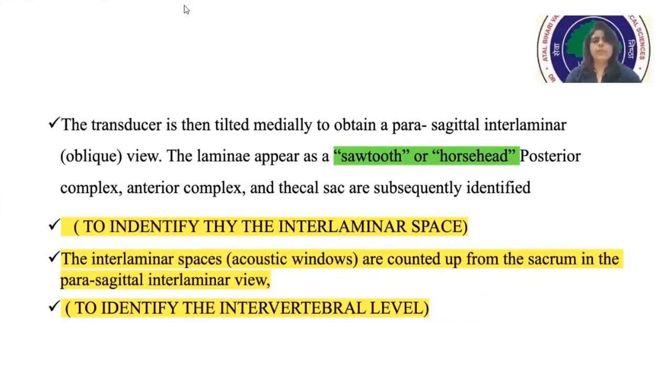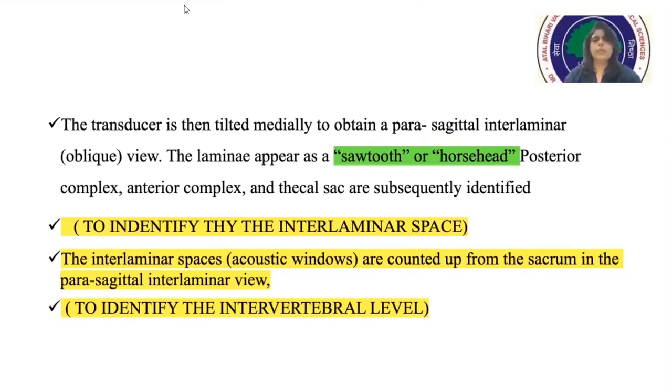How will it help you? It will help you calculate the depth from the skin to the posterior complex. You can use a caliper on the ultrasound machine from the top of the image till the posterior complex. You will know the depth, how far your needle will go inside to attain a block. This is useful in the paramedian approach also.